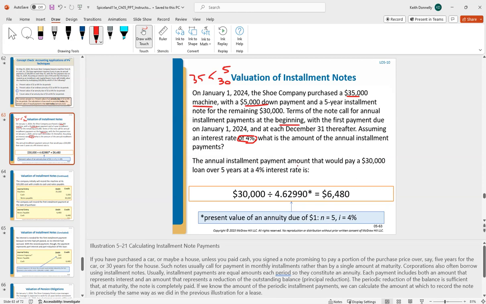So then it says the annual installment payment amount would pay a $30,000 loan, this guy right here, at a 4% interest rate over 5 years. How do we do this? It's the number of periods, 5 years, 4% interest rate, that $30,000. We're looking at 6480 for the annual installment payment. We're just using the annuity stuff to see, hey, how much is each payment? 6480, 6480, 6480.